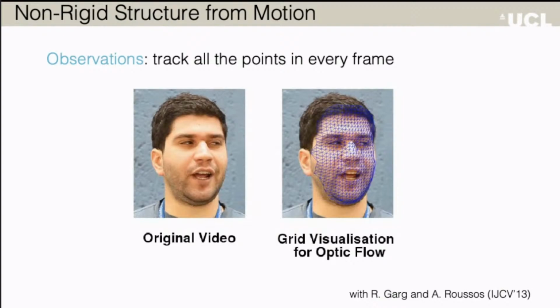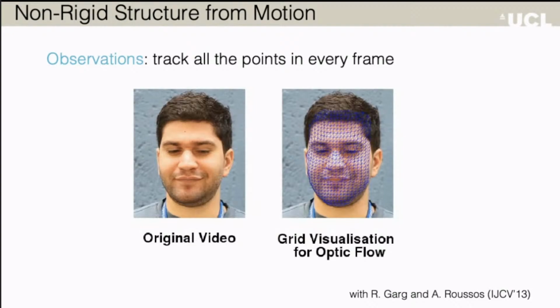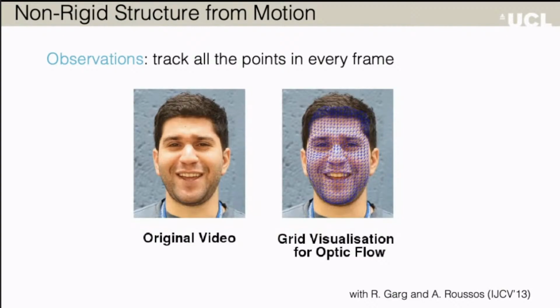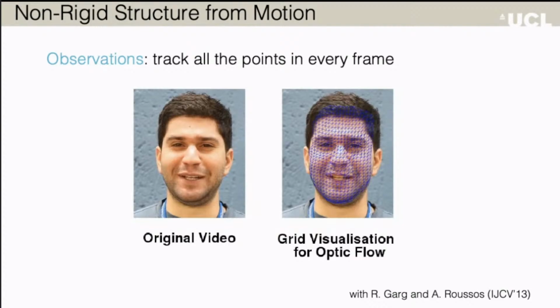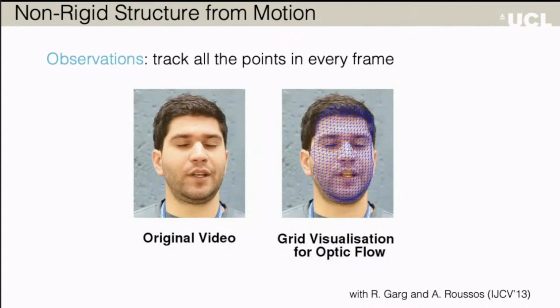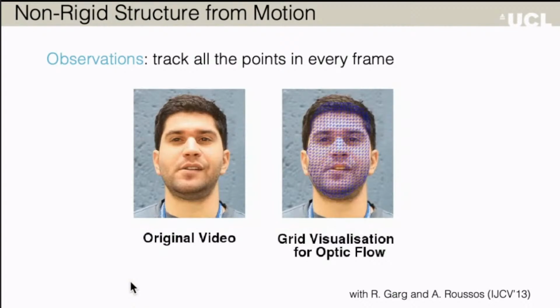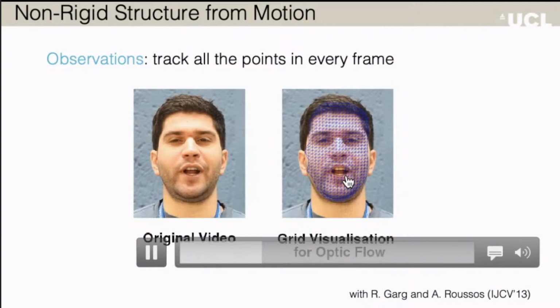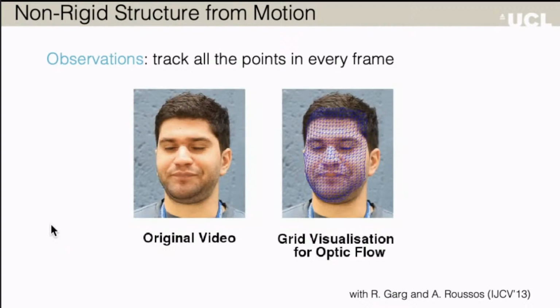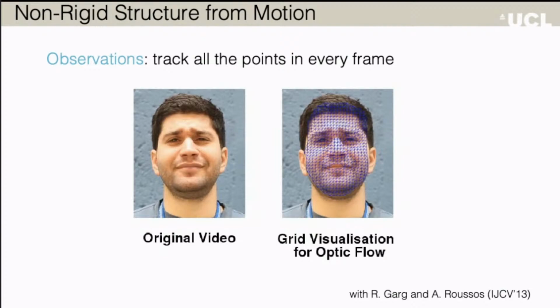So what are our observations? We're going to go back to the representation I showed you at the beginning. Our observations are going to be these 2D tracks. We're tracking every point in every view, and this is what you can see here in the video. You can see the original video, and here you can see this per-pixel 3D tracking. It's very accurate, and you can see here this grid visualization. So our observations are these 2D point trajectories over time.